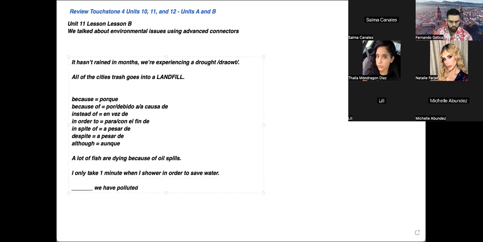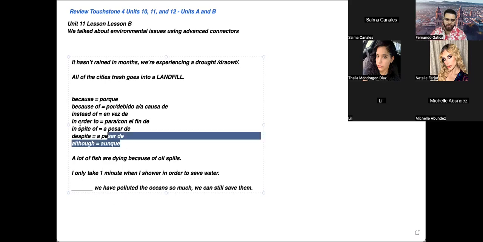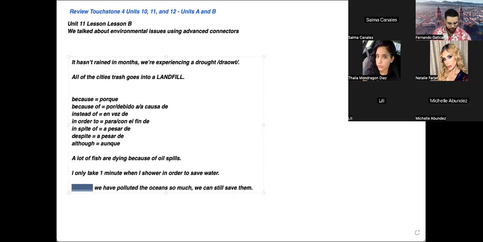Mr. Gatica, I have a question. One moment, please. Because of, instead of, in order to, in spite of, despite, although: we have polluted the ocean so much, we can still save them. What would be the correct connector right there? Although. Aunque hemos contaminado los océanos mucho, todavía los podemos rescatar.